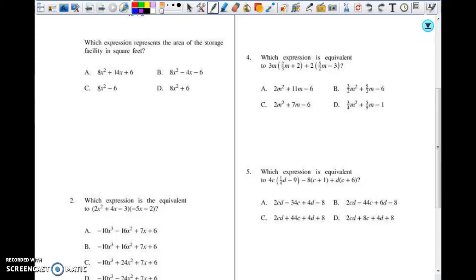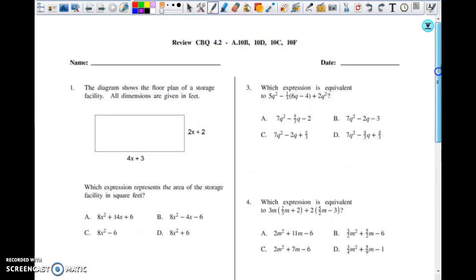Okay, so we're reviewing for your quizzes on Thursday. This is CBQ 4.2. Again, I'm going to do this very briefly. I'm going to show you, guide you how to do, remind you how to do everything by hand. But again, I'm going to show you the calculator tricks and get you started.